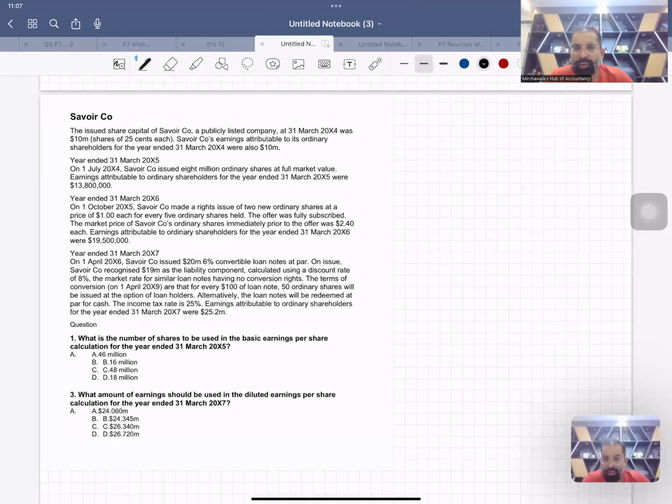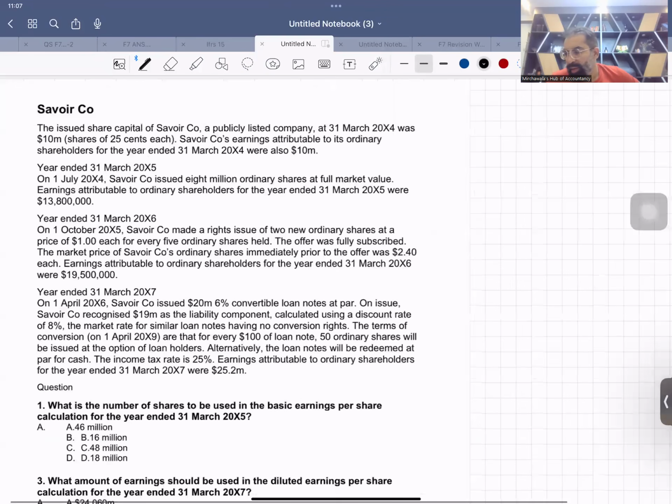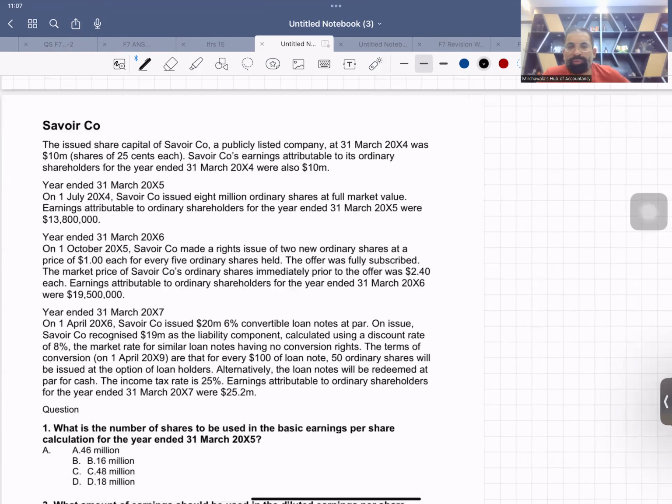Okay, today we are doing one more question from ACCA Study Hub, the new resources. And this is one of the MTQ of EPS, earning per share, which is IAS 33. Now, please have a look.